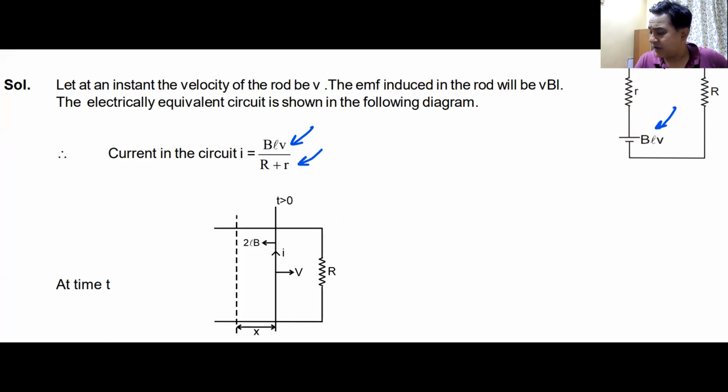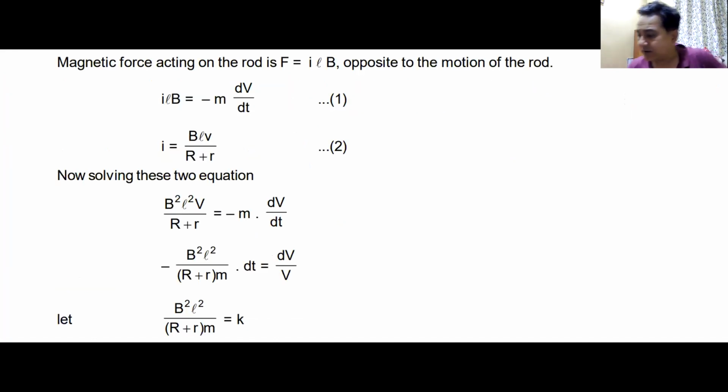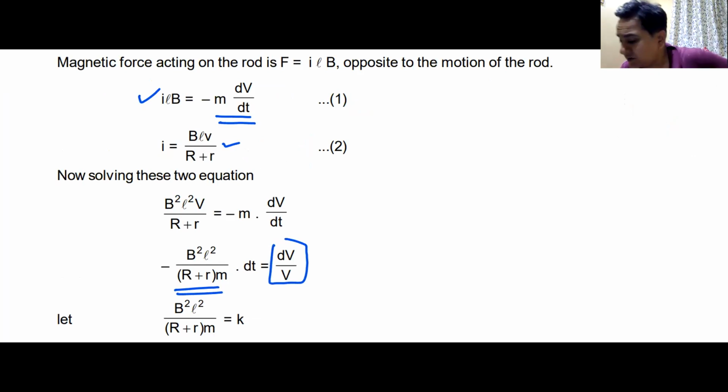Now, once you have the current in the circuit, what you can do is find out the force on this rod. Force on this rod will be ILB and that would be decelerating the rod. Therefore, minus M into dV by dt. I is BVL by R. Then you can solve this equation. This is a simple equation where you will get dV by V is minus a constant times dt. This constant B square L square by (R plus r) into M can be written as K. You can simply now integrate these equations and get the answer, and your velocity will vary exponentially.